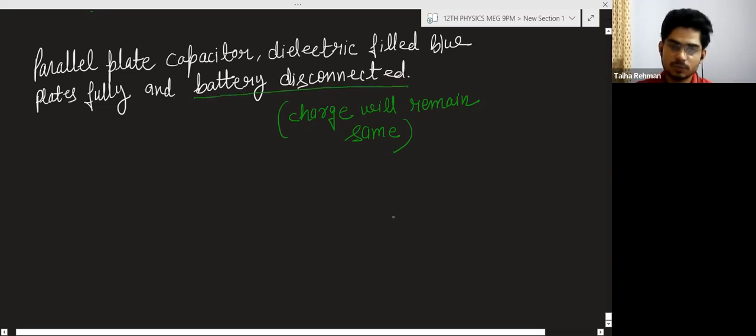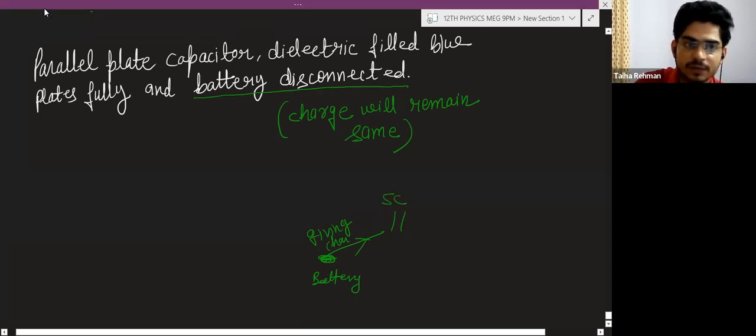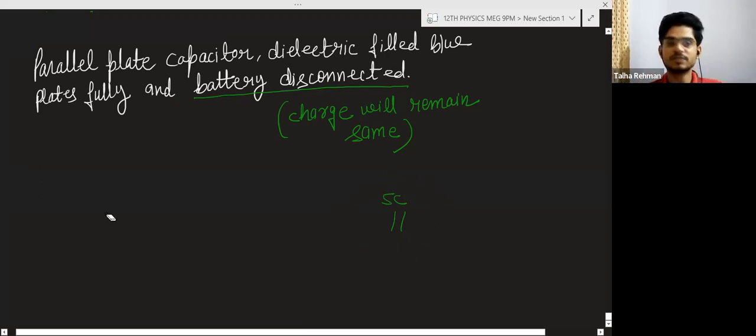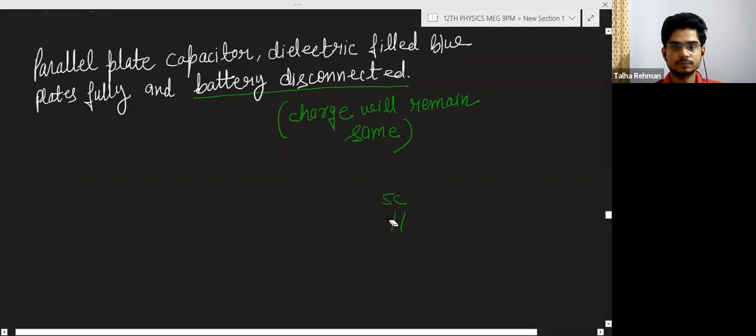Why the charges remain same? Suppose this is the capacitor and here is a battery. What is the work of battery? The battery is simply giving the charge to the capacitor. Suppose this battery gave the charge of 5 coulomb, and now you have disconnected this battery. So now no more charge will be given by any source, means the capacitor will now have a charge of 5 coulomb, means charge will remain same after disconnecting the battery.